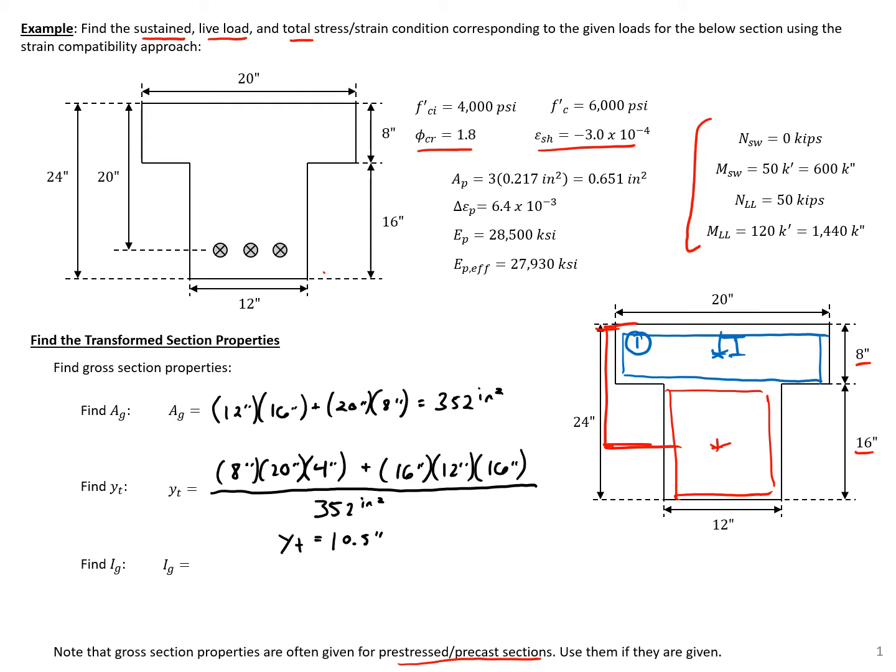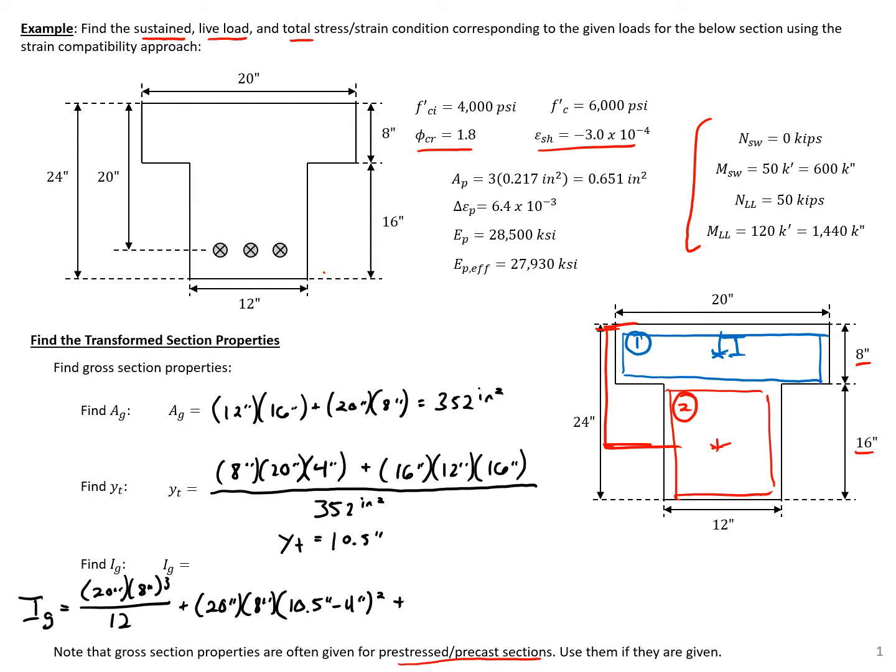Next, we can find our gross moment of inertia, and we're going to use parallel axis theorem here. So we'll take the I of each of our components 1 and 2 and add in our AD squared component. So we'll have our I gross equal to 20 inches times 8 to the third divided by 12 plus 20 inches times 8 inches. So our area times our D, 10.5 minus 4 squared.